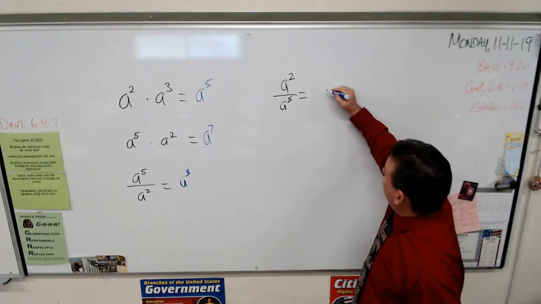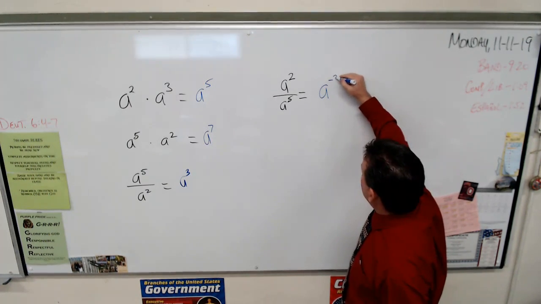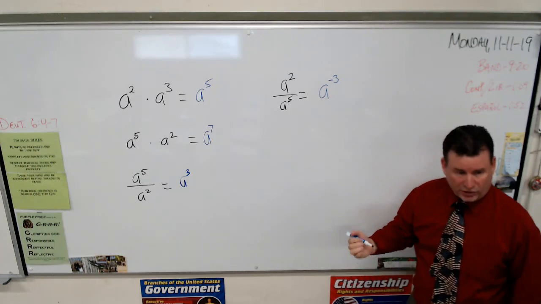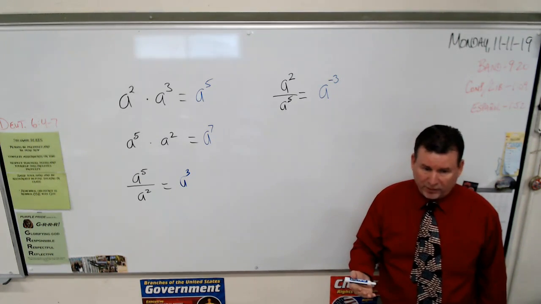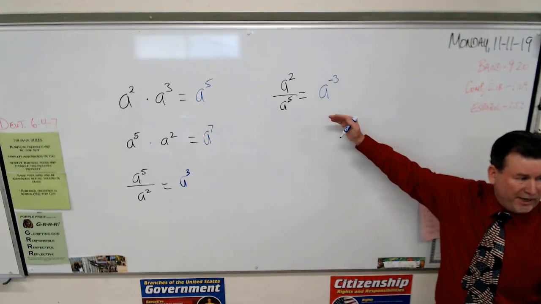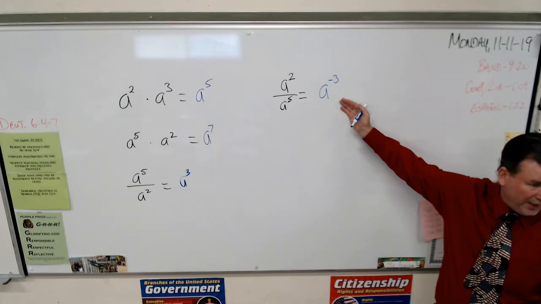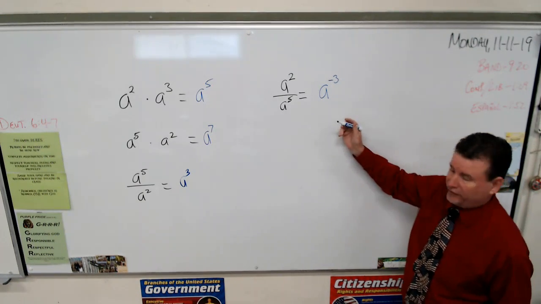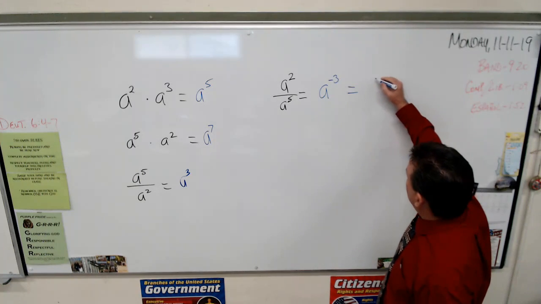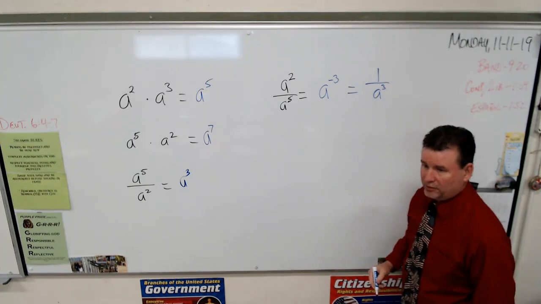That would look like this. A to the negative 3. You still with me? What's 2 minus 5? Negative 3. Now, you can't write an answer like that. That doesn't make sense. A to the negative 3, right? Guess what A to the negative 3 is? Watch how you fix it. It is 1 over A cubed.